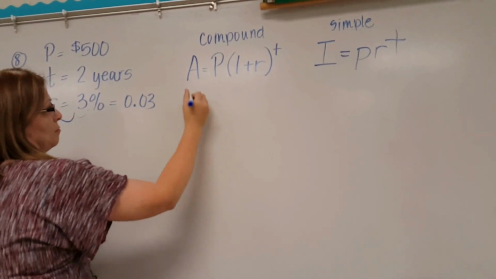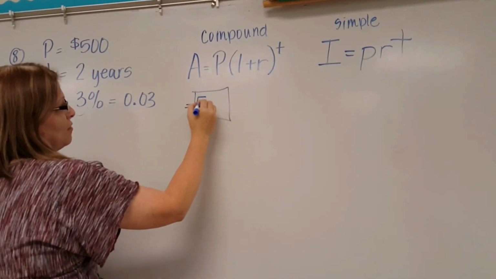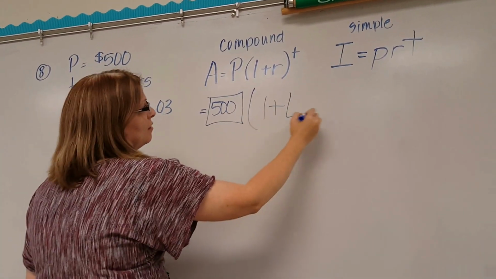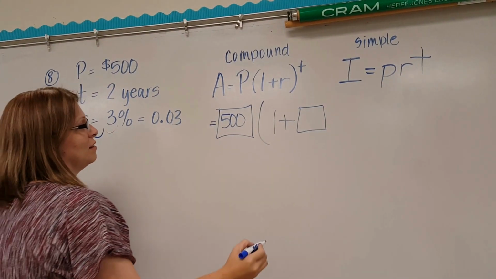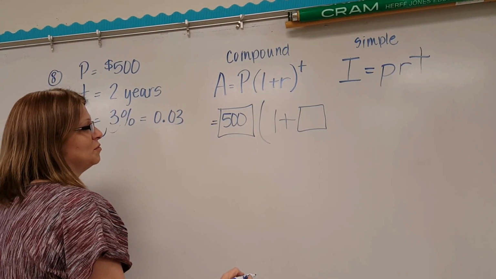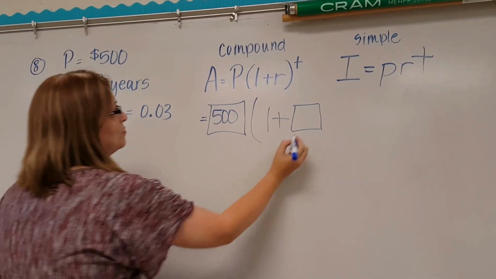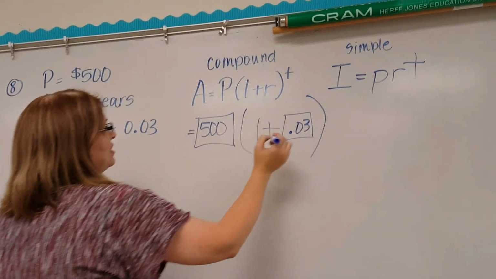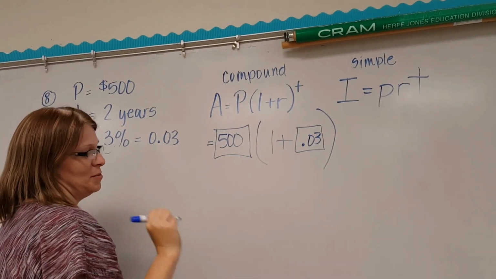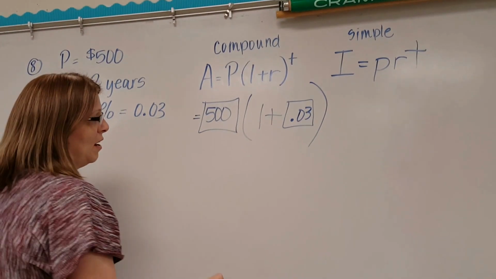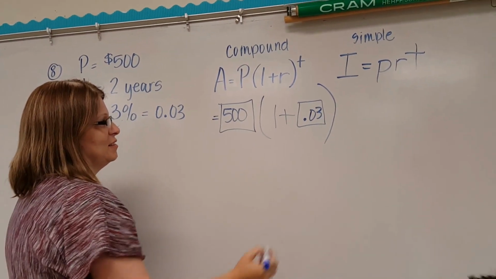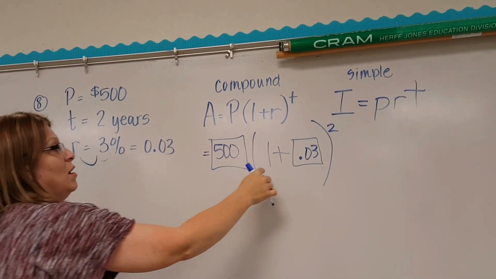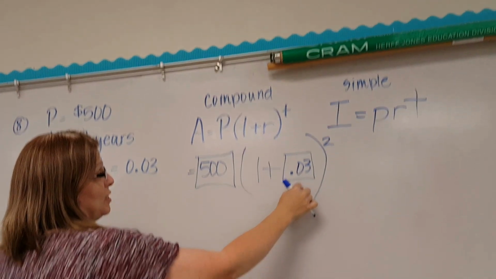So P was how much? P was 500. And then 1 plus the rate. How much is the rate? 3%. Okay, what is it as a decimal? 0.03. Okay? And then we're going to put that to the T power, which means to the what power? To the time power. Okay, and how many years is the time in this? 2 years. Okay, so we've got 1 plus 0.03.